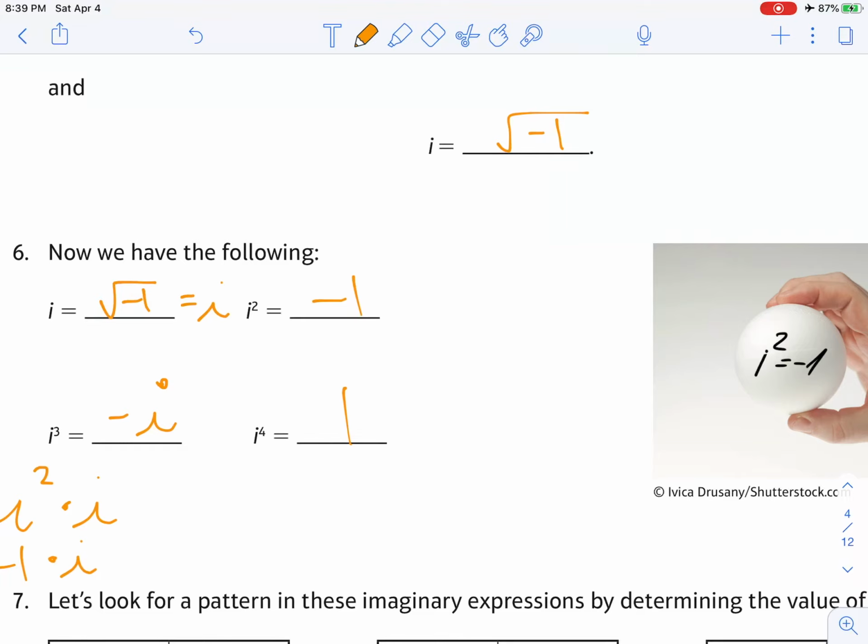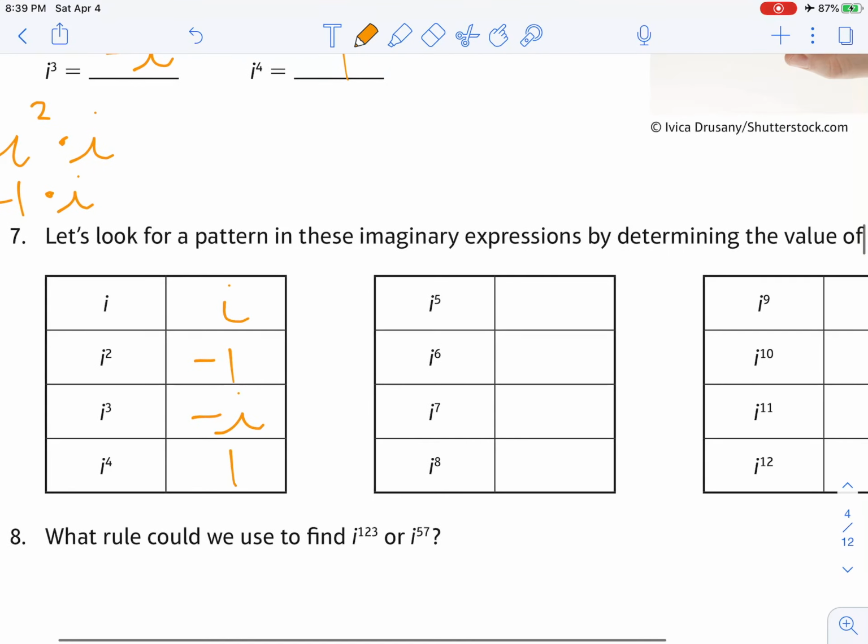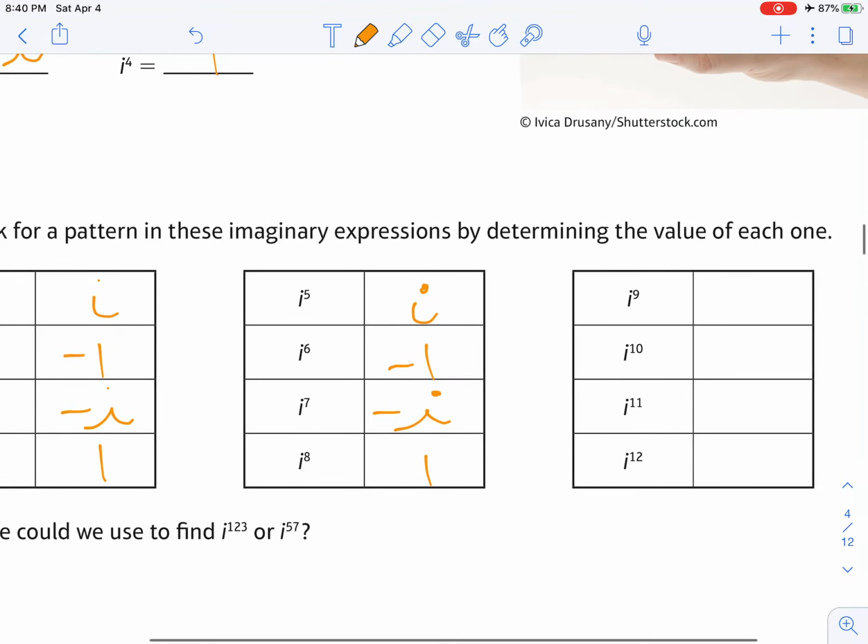And there's a pattern for this because aren't I just going in a circle? So my pattern for this is going to be I. It's going to be negative 1. It's going to be negative I and then positive 1. To the fifth, it's going to be I. To the sixth power, it's negative 1. To the seventh power, negative I. To the eighth power, 1.